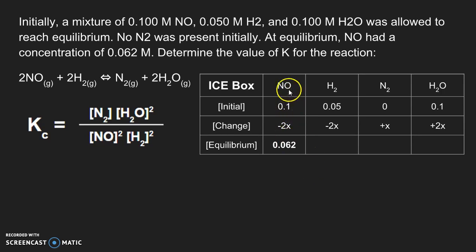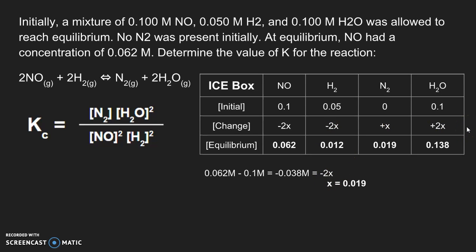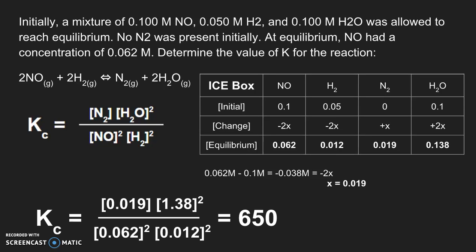Since we have one complete column here with NO, that's all we need to solve for x. So we basically do some pretty simple algebra. You just find the difference between the initial and the equilibrium, and then divide it by 2 to get 0.019, which is x in this case. And then using x, we can do some very simple math here to find the equilibrium concentrations of all of the things in the reaction. And then it's only a small matter of plugging it into our Kc expression, and we multiply the final concentrations of the reactants and the products, square them where needed, and you would get a final number of 650 for our equilibrium constant for this reaction.